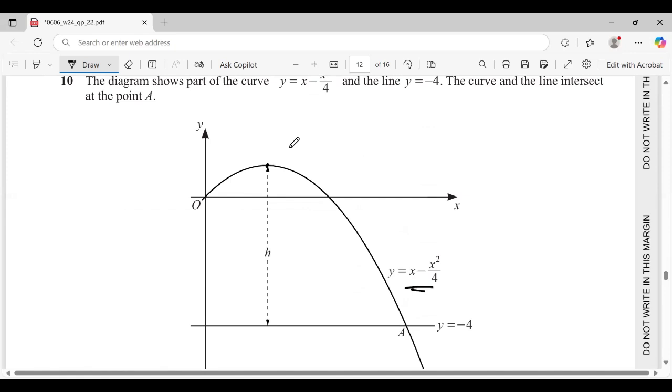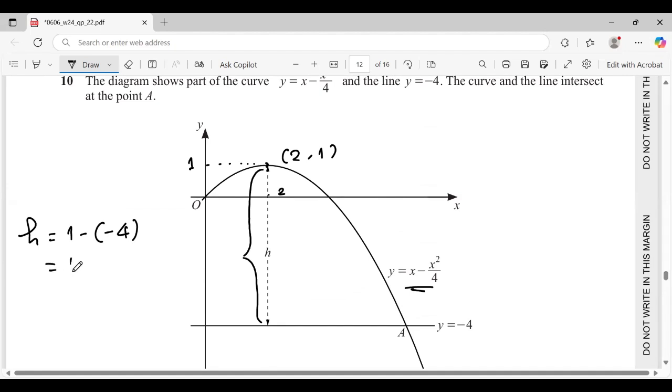This is 2, comma 1. This 1 here, and this is 2 here. And after that, we need to find h. h is from this point to this point, from 1 to minus 4. So h equals 1 minus minus 4, so it is 1 plus 4, 5. So h is 5. Next question.